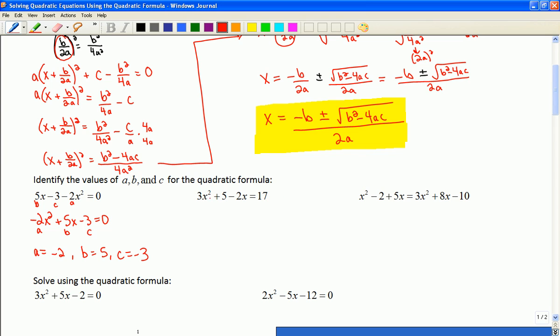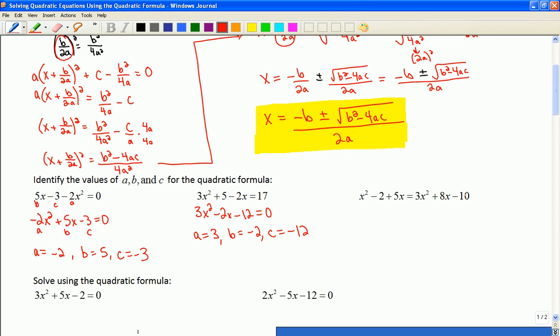Now again, when we're working with it, it has to be in the standard form. This is not in the standard form, and it's not equal to 0, it's equal to 17. So if I move everybody to one side, I'll have 3x squared minus 2x minus 12 equals 0. And now I can see that A is 3, B is negative 2, and C is negative 12.